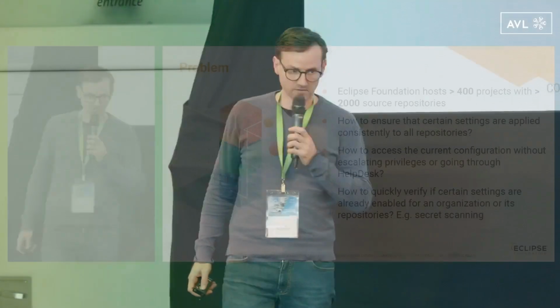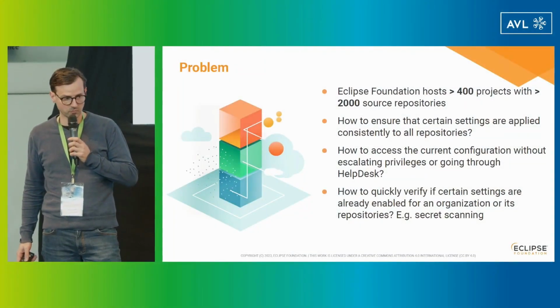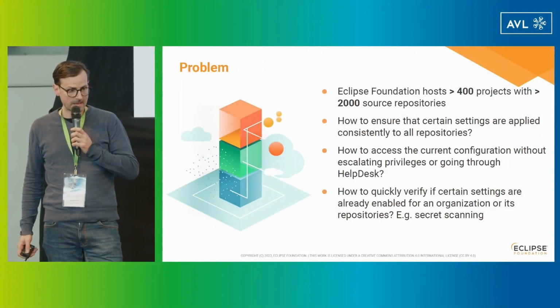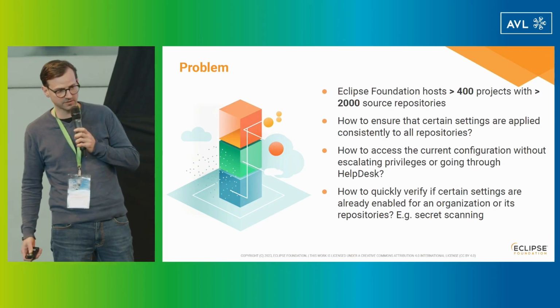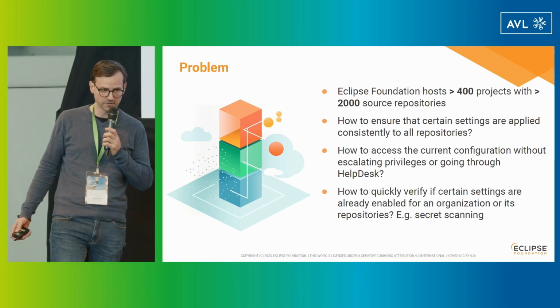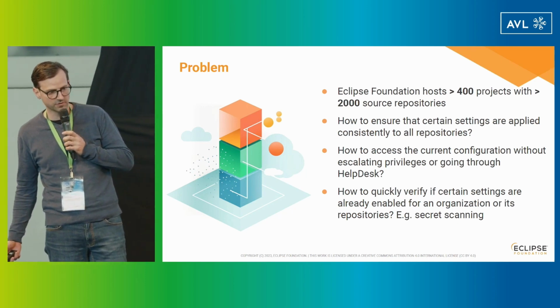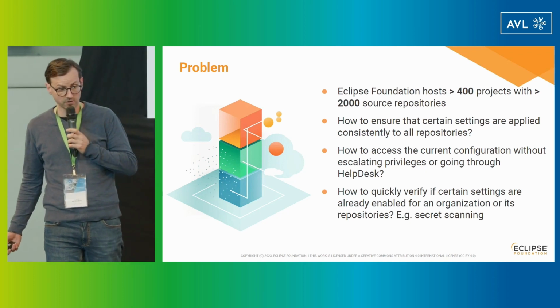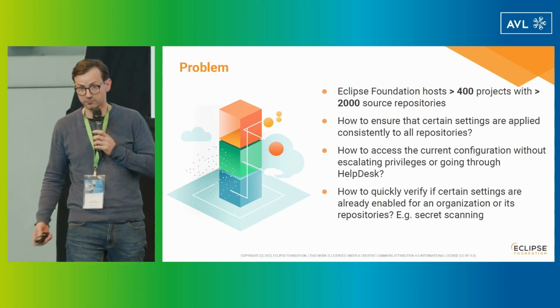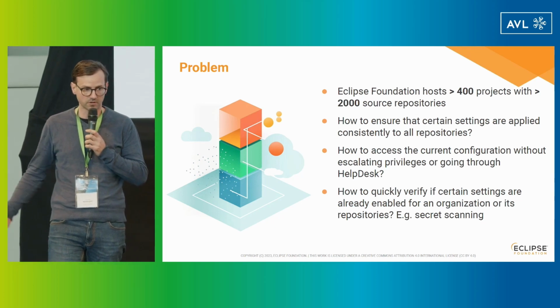As you may know, the Eclipse Foundation hosts around 400 projects with more than 2,000 source repositories. And the question arises, how do you ensure that certain settings that you would like to have for all of them configured are applied consistently to all these repositories? How can you access the current configuration without escalating privileges to anybody or to regular committers or whatever?